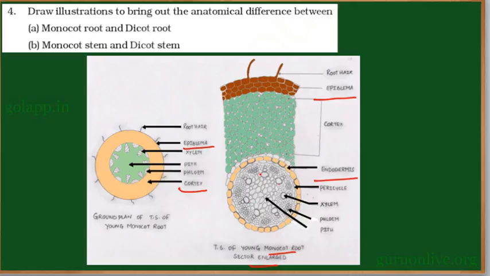And the stele, the innermost part, so this is the stele. It has an outer boundary made by a single layer of cells called pericycle. And inside the stele there are vascular bundles, xylem. So this is xylem and this is phloem. So xylem and phloem are present. The difference lies here. There are many xylem and phloem. So in case of dicot there were 4 xylem and phloem. Here there are more than 4.